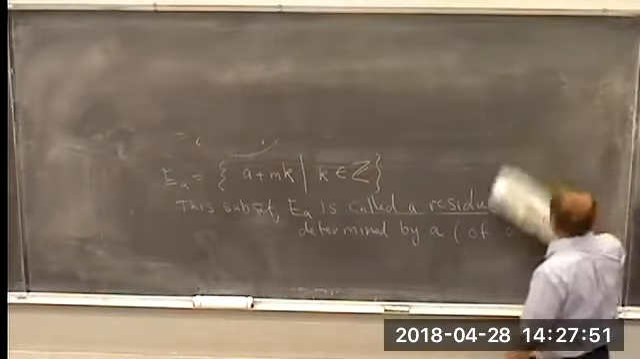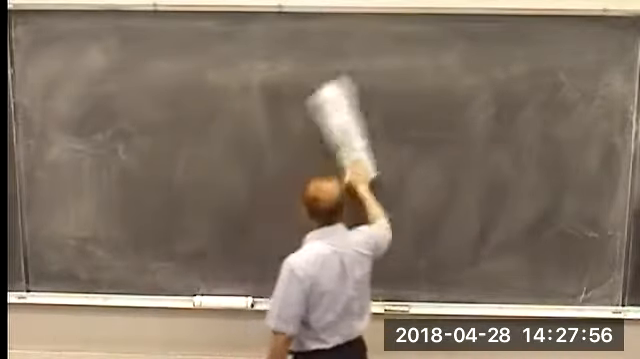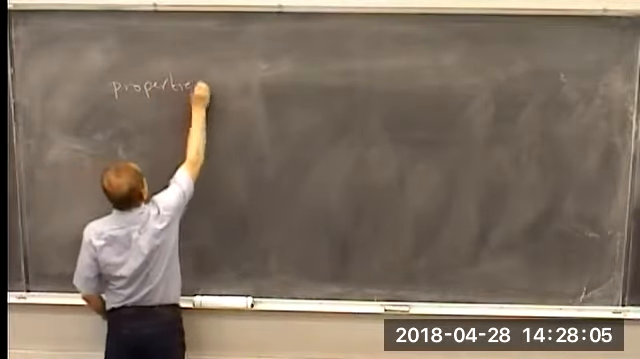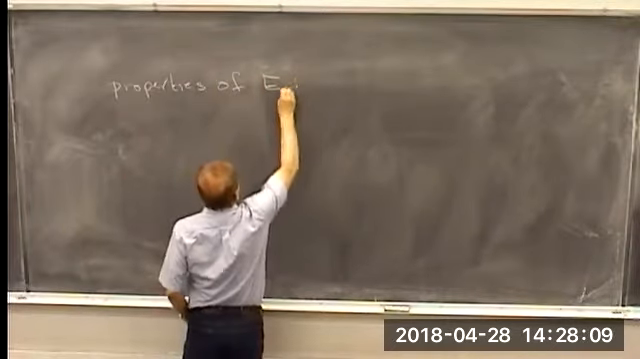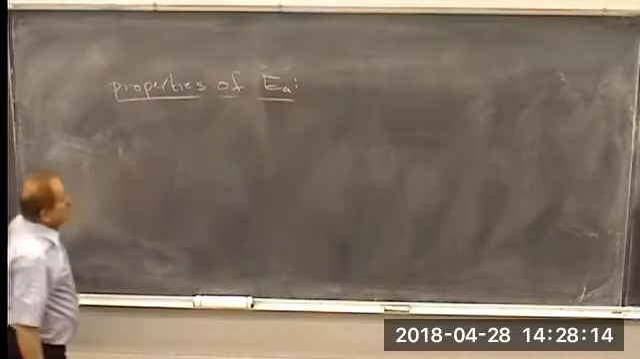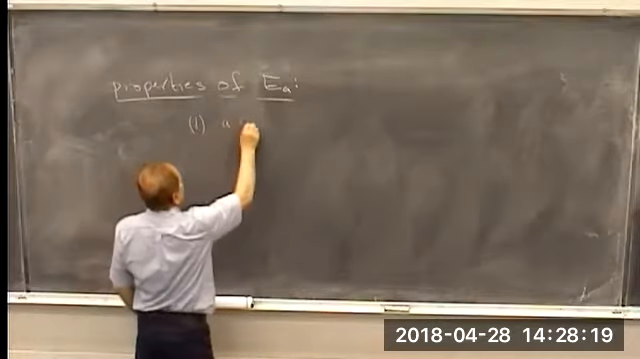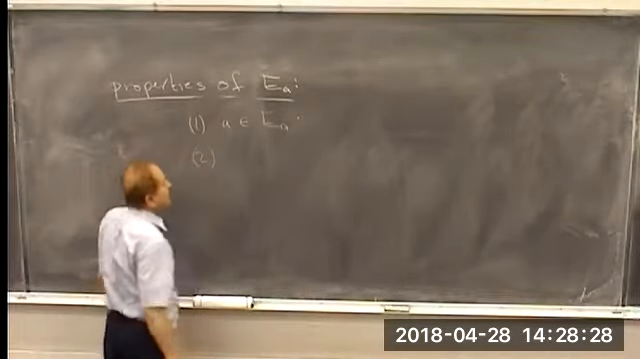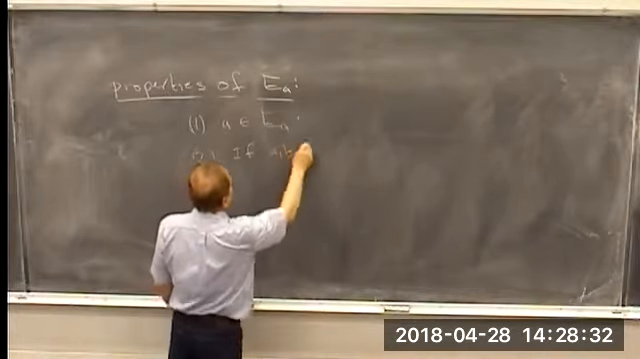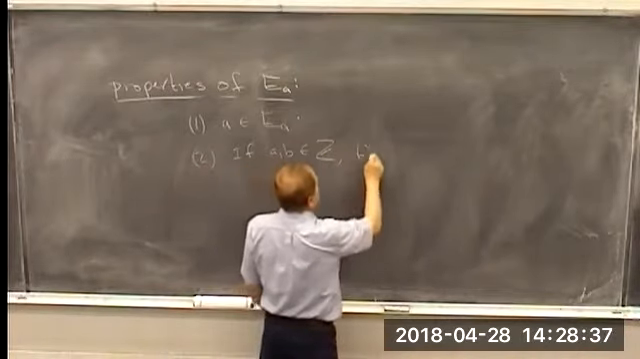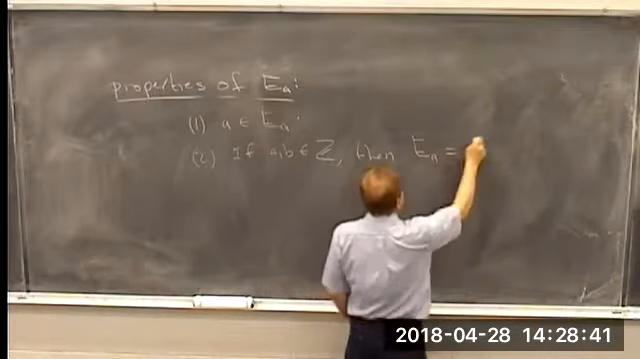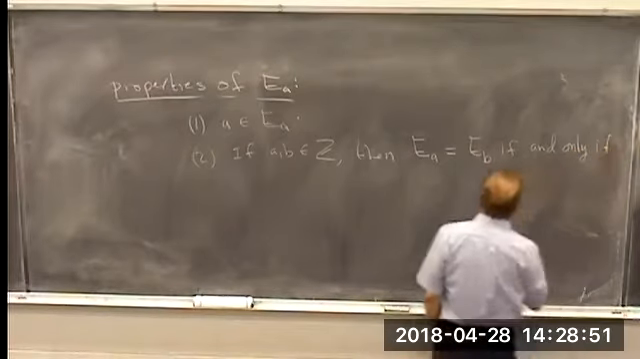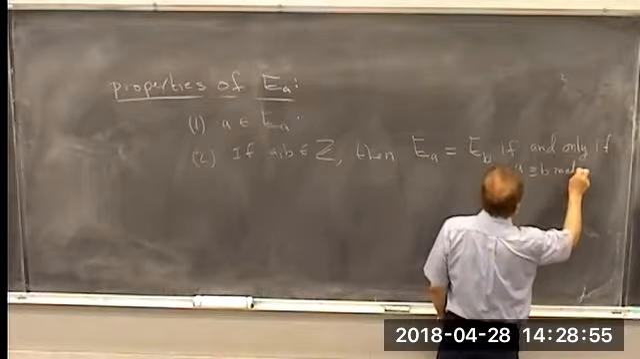All right, here are the first properties of E sub A. One, A belongs to E sub A. Two, if A, B are integers, then E sub A will be the same as E sub B if and only if A is congruent to B mod M.